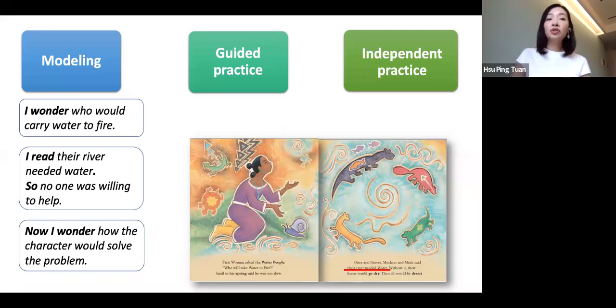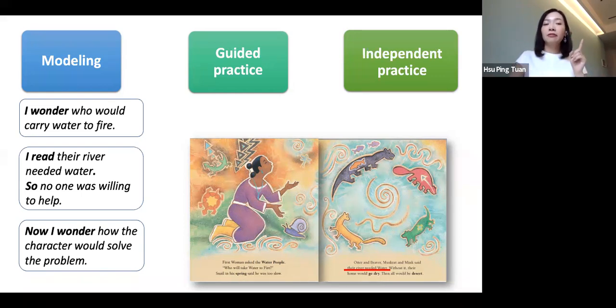So it depends on your students. Sometimes you only need to do modeling once or twice, then you can move on to the guided practice. But sometimes you need to do more. And then when students are ready, you can move on to the guided practice. For guided practice, it means that the whole class and the teacher will work together. So we will work together to practice applying this reading strategy.